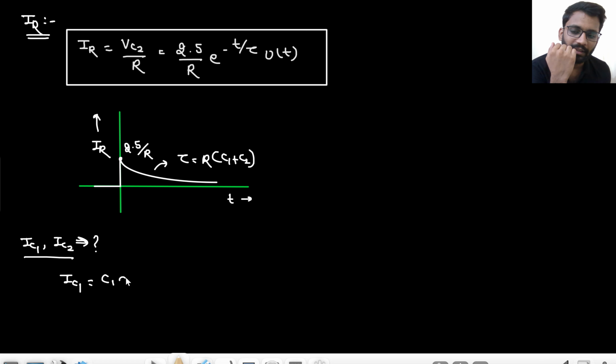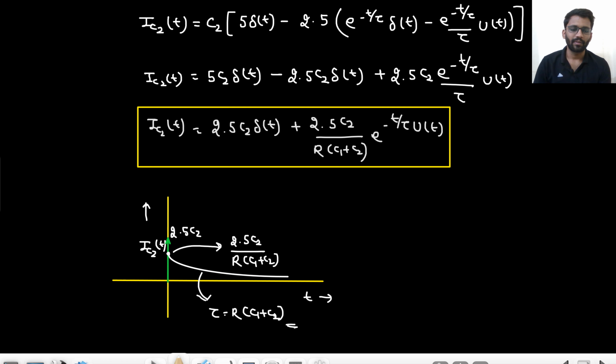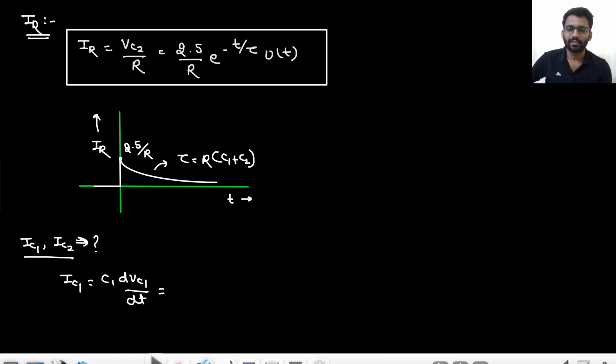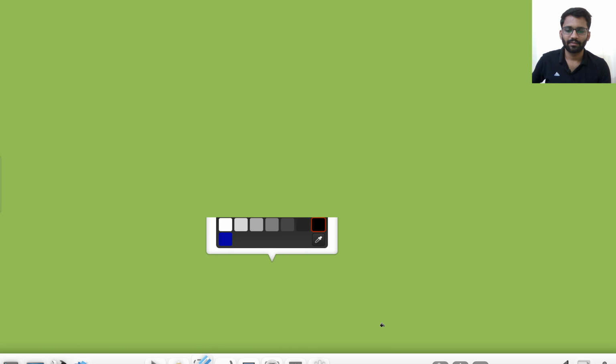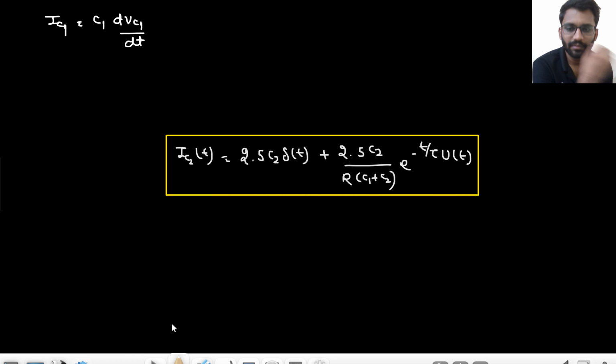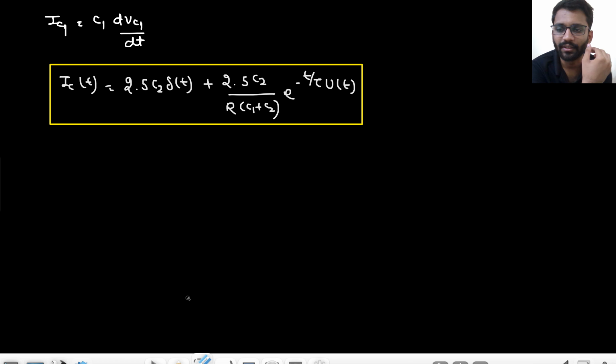So IC1 would be C1 dVC1 by dt, right? So differentiation of this, what is the differentiation of this? It will be similar to what we get as this value. This will be your IC1 actually, right? So this complete value will be your IC1. So in the next page, I think I can write. IC1 is C1 dVC1 by dt. Okay. So this will be your complete IC1. Previously I have already differentiated, so I'm not going to differentiate it again. Right. So this will be your IC1.